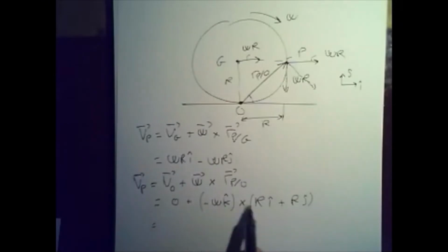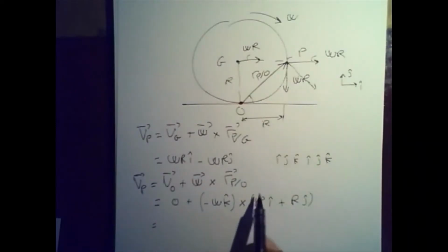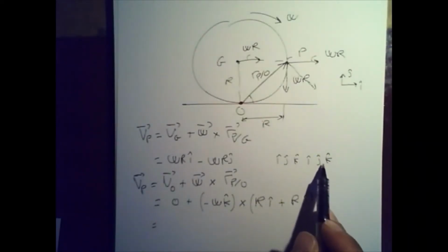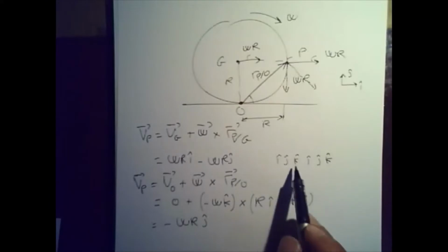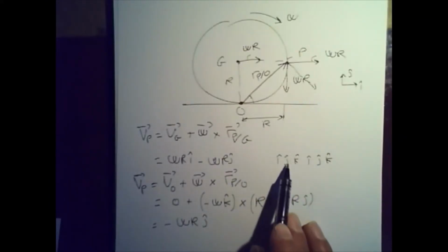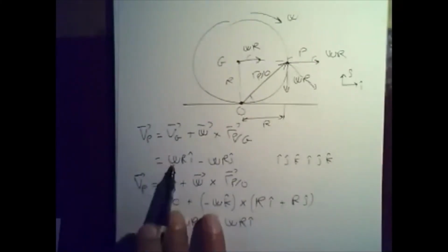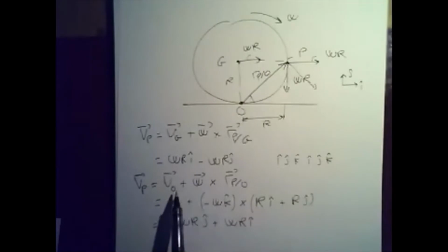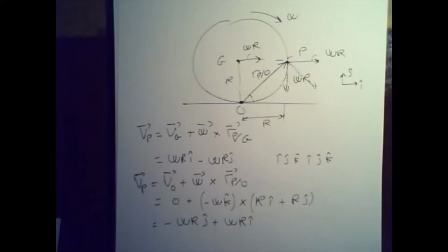Okay. What is k cross i? You want to look up here, right? k cross i is equal to j. Minus omega R j, k cross. And then k cross j is equal to minus i. Minus i with the minus gives plus omega R i, plus omega R j... Okay, so this is basically the same result as this, right? Here we used a different point, and essentially we got the same result, which is equal to omega R i minus omega R j.